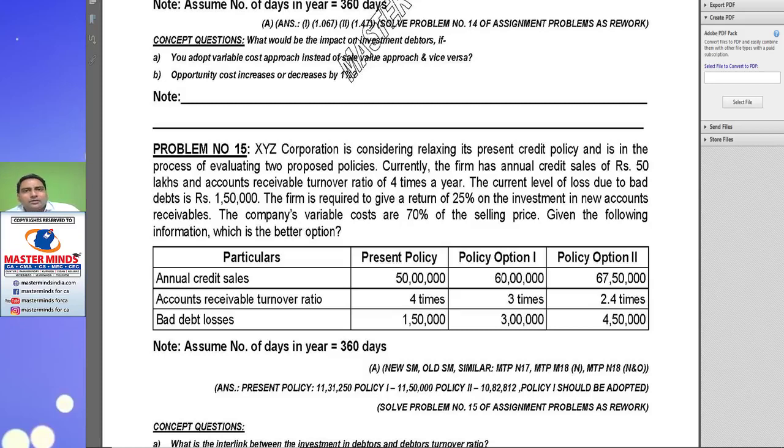If you adopt policy 1, you would like to increase the credit period to 150 days. If policy 2 is adopted, you would like to increase the credit period. Sorry. In policy 1, you would like to increase the credit period to 120 days. In policy 2, you would like to increase the credit period to 150 days from present level of 90 days.